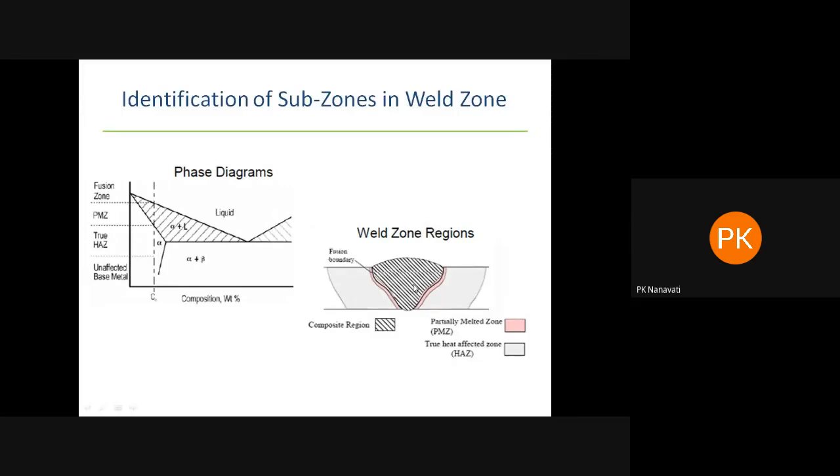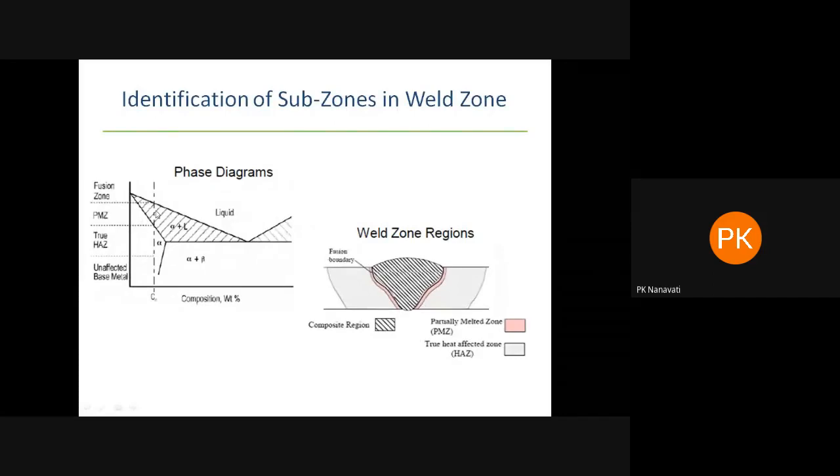Okay, so the second is also very important to understand, because on your right hand side you see a weld metal schematic. This is the weld metal. Adjacent to the weld metal, look at the fusion boundary. Just between the fusion boundary and your true heat affected zone, you have a zone. This pink shaded zone is known as the partially melted zone, PMZ. Why is this PMZ created?